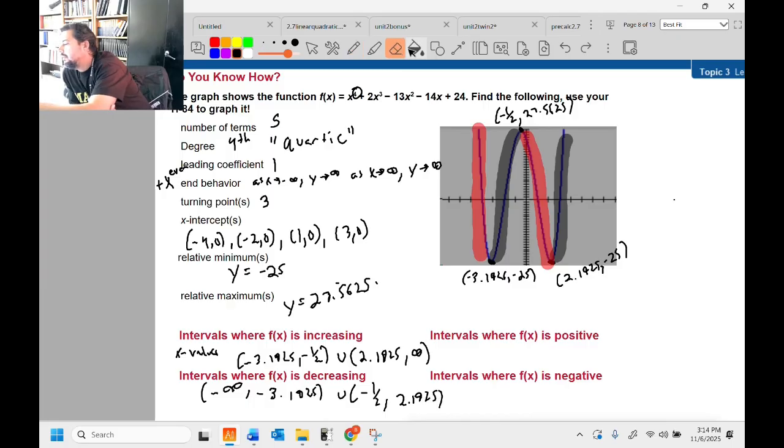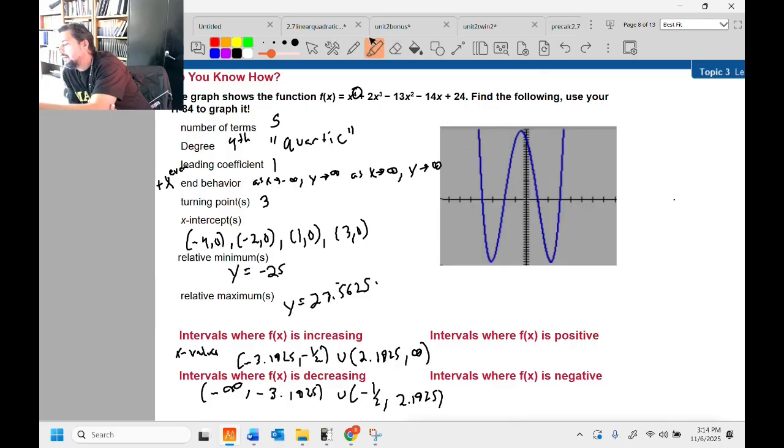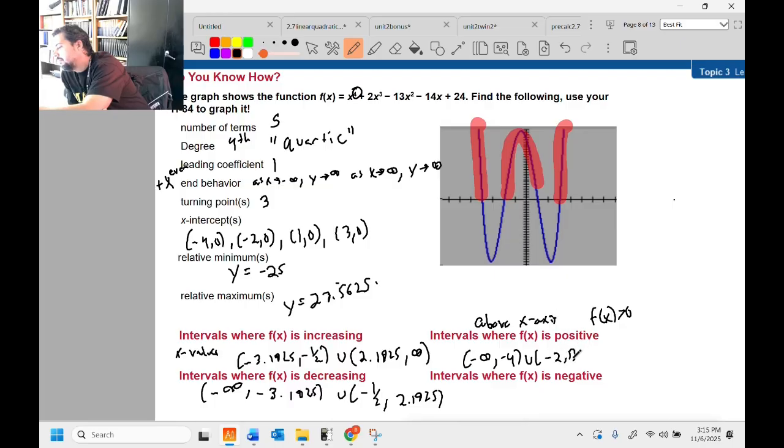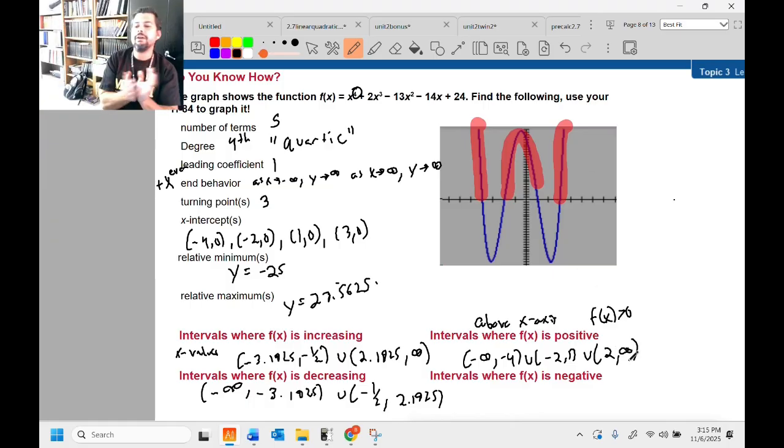All right, so, I talk about the basics quizzes. I use the basics quizzes as diagnostics on students mainly. I'm trying to figure out what you know and what you don't. Positive, positive, positive. Above x-axis. That's what that means. Above x-axis. Also written as where is f of x bigger than 0. I am positive from negative infinity until I hit negative 4, union with negative 2 to 1, union with 2 to infinity. And it's the same thing. I'm talking about the x values that make this true.